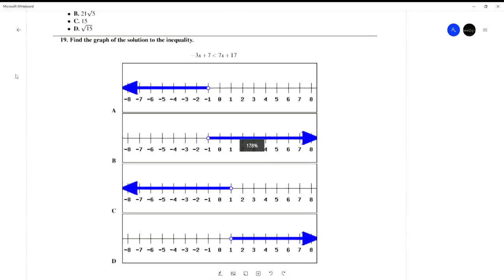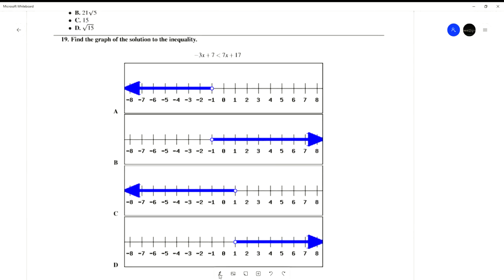Okay, in this problem, we have to solve the linear inequality, one variable inequality. So let's do that on the right. So I have to subtract 7x to both sides, right? So negative 3x minus 7x is negative 10x. And then I'm going to subtract 7 to both sides. 17 minus 7 is 10. So look at that. We have negative 10x is less than 10.